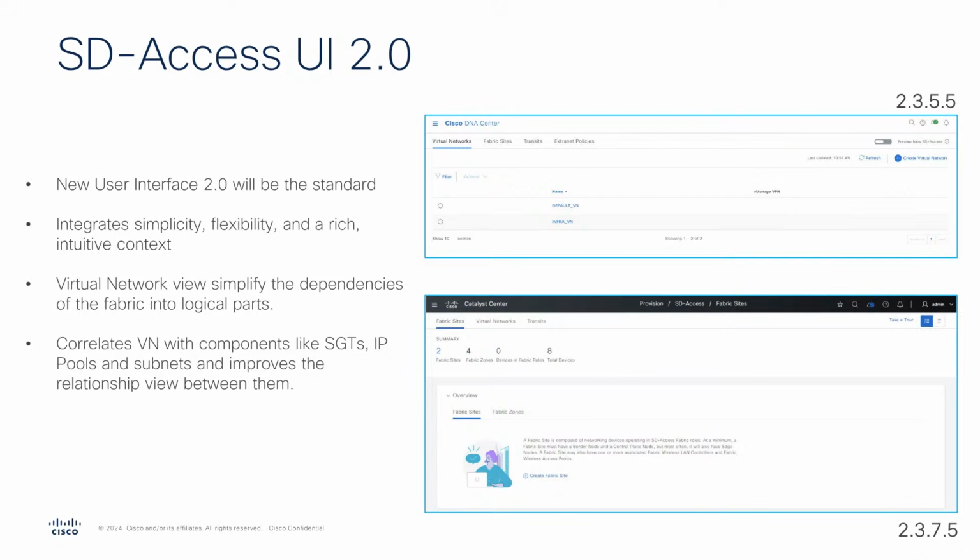The enhanced interface also features separate pages for configuring your fabric sites, your virtual networks, and your transits, each with an overview and table view. Additionally, the fabric site page also provides tips, insights, and progress updates on workflows. Overall, the UI 2.0 streamlines your network deployment and management for a better overall user experience.